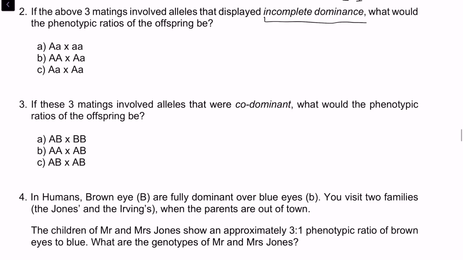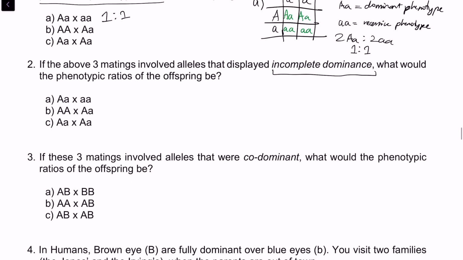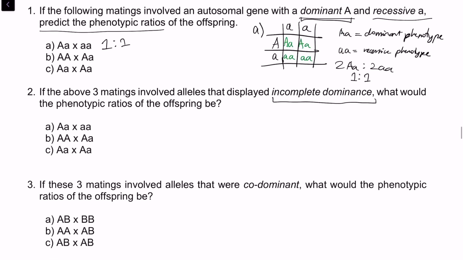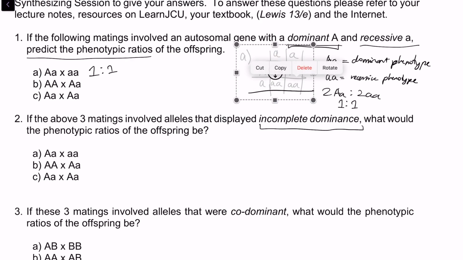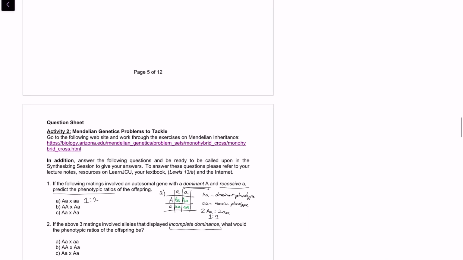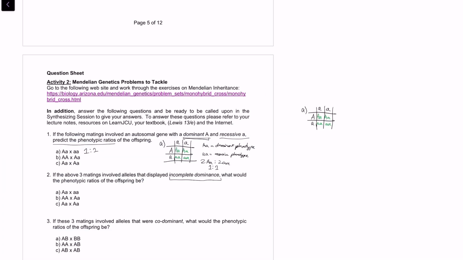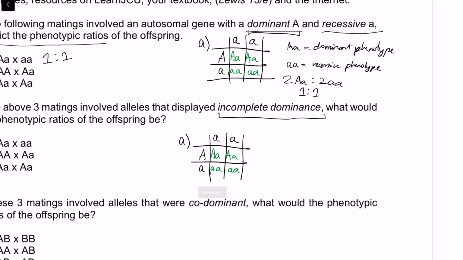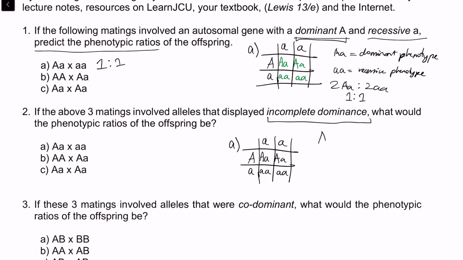For incomplete dominance, it's a bit different. If we were to do, say, option A again, it'll be the same thing. So I'll just copy this just to save time. What's the difference here is that when we have a heterozygous, it's actually called something called the intermediate phenotype.